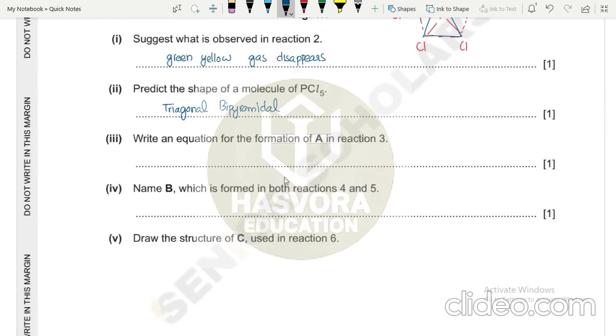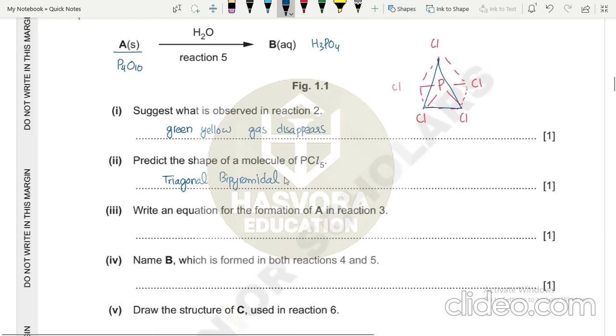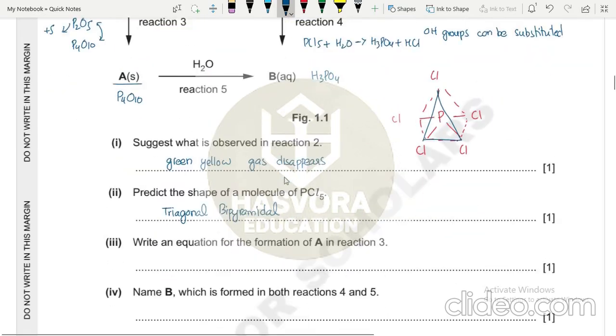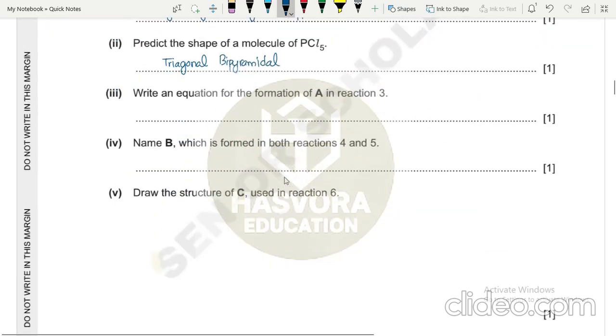Part 3 says write an equation for the formation of A in the reaction 3. So reaction 3 is actually the phosphorus oxide. It will be P4, which is in the solid form, plus we will have the oxygen in the gaseous form. It will be 5 O2 because the oxygen will be 10 if we form P4O10, and this will be solid as well.